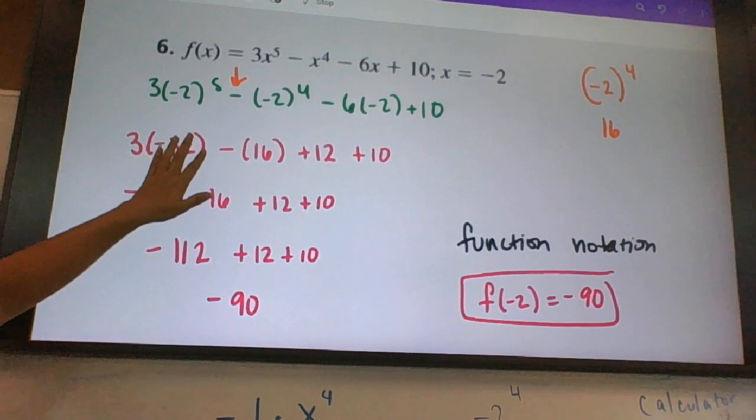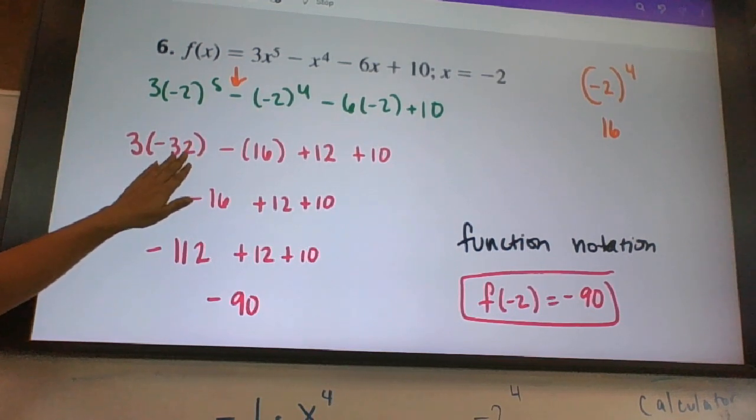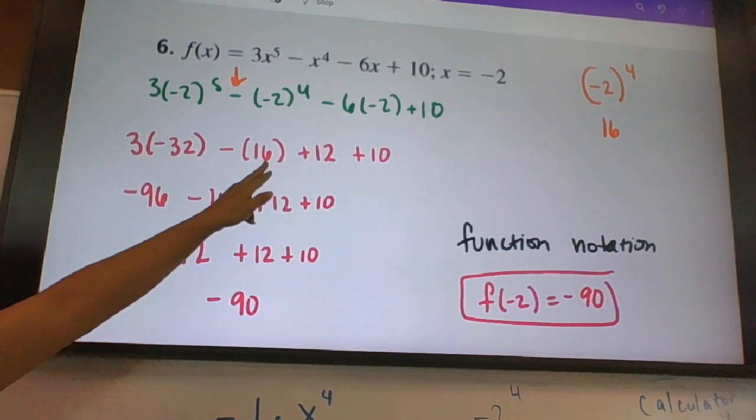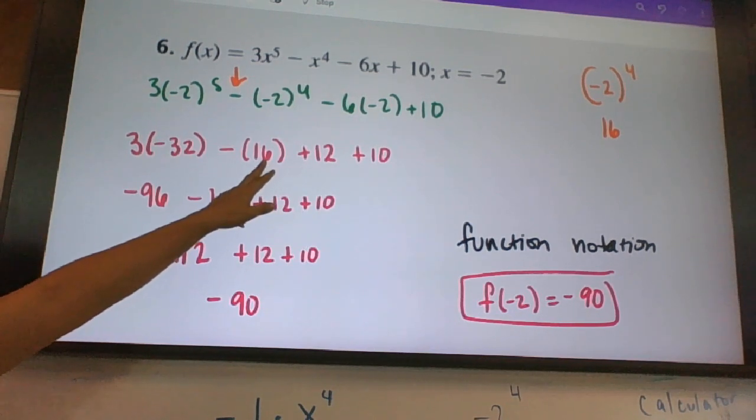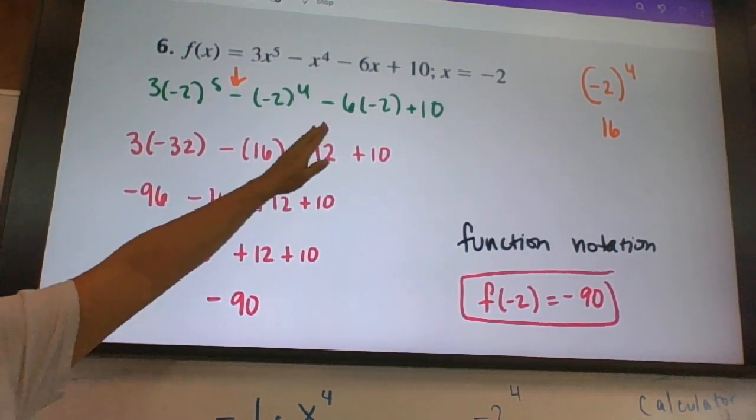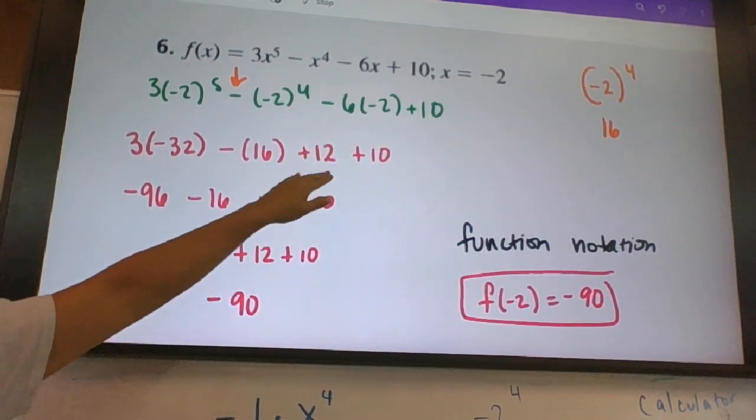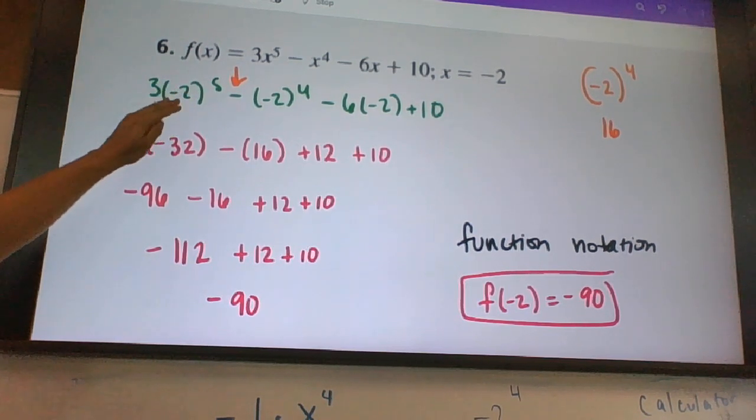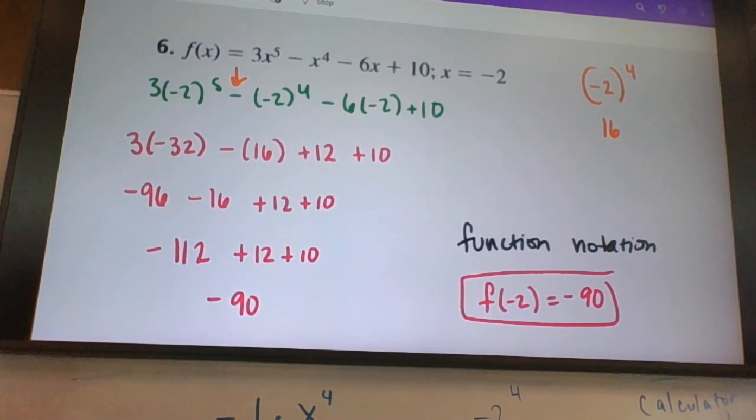-2 to the 5th power is -32. -2 to the 4th power is a +16. That's usually where a mistake comes in. And then -6 times -2 will be a +12. So some of you guys had really high numbers, and that is because you're multiplying before you do your exponent. So just keep trying it.